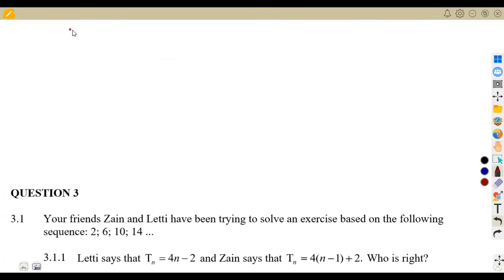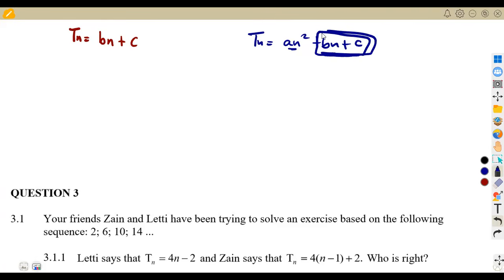The normal way that we are supposed to have our Tn, remember, is in the form of bn plus c. This is just for us not to have confusion. Actually, if you reach grade 12, we shall be having a different formula, but this is just for you to have a basic understanding for your mathematics grade 11, because we shall talk about an squared plus bn plus c, which is a quadratic. So they want you to just have this format. This is the linear part, bn plus c.